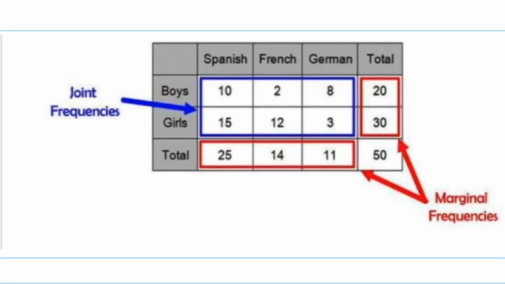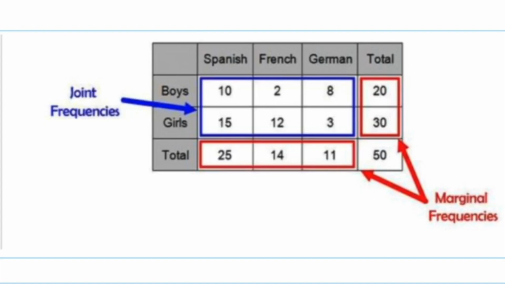All right, so when you're looking at a two-way frequency table, you can see there's two separate categories. There's the joint frequencies, which deals with the left rows and the columns on the top. So you can see that the number of boys that pick Spanish is 10, and the number of boys that pick French is 2, and so on. So that's the joint frequency because it's joined between the category and the type of person or thing that chose it. And then the marginal frequencies are just that.